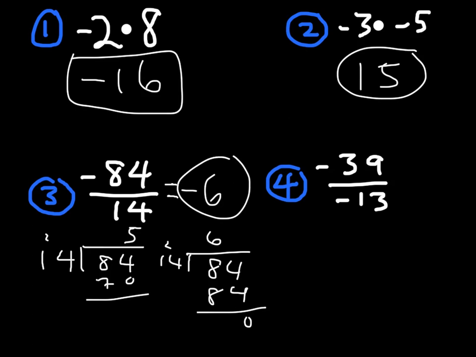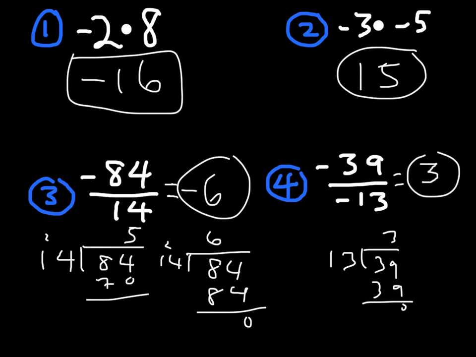And then number 4, we have negative 39 divided by negative 13. Okay, if we do our long division, 13 goes into 39. Let's say 3 times. 3 times 3 is 9. 3 times 1 is 3. Perfect, okay? But here we have a negative and a negative. Remember, 2 negatives make a positive. So our answer is still 3.